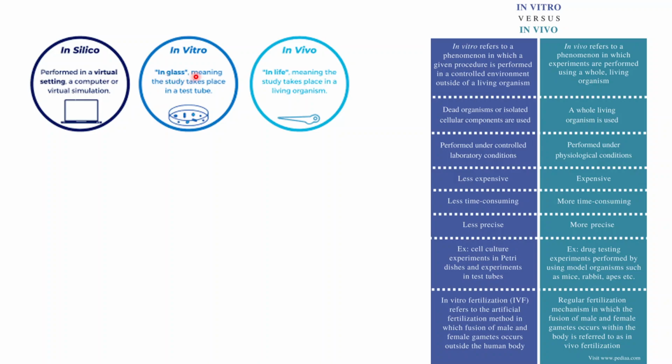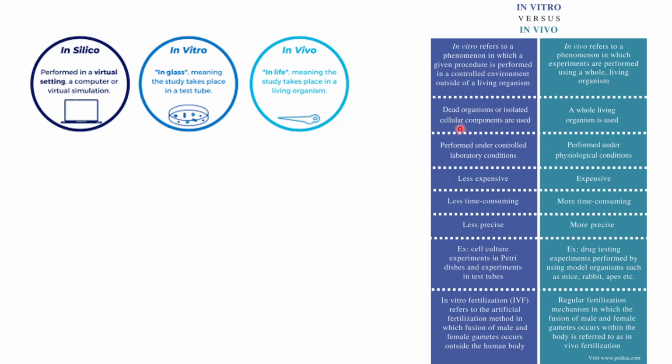In vitro means in glass, meaning the study takes place in a test tube or any glass apparatus. In vivo means in life, meaning the study takes place in a living organism. In vitro and in vivo are mainly used in biological studies. In vitro refers to a procedure performed in a controlled environment outside the living organism. In vivo refers to experiments performed using a whole and living organism.